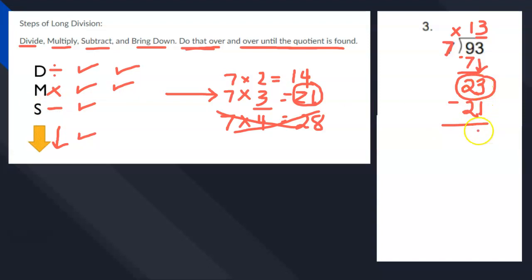Now I need to subtract. 3 minus 1, 2. 2 minus 2, 0. Check. Are there any numbers left to bring down? I don't see any. We brought the 3 down. So this tells me that my remainder is 2.